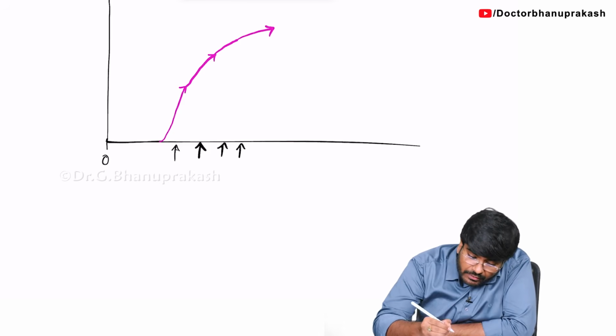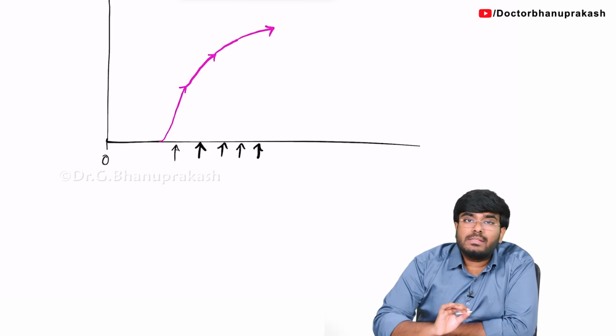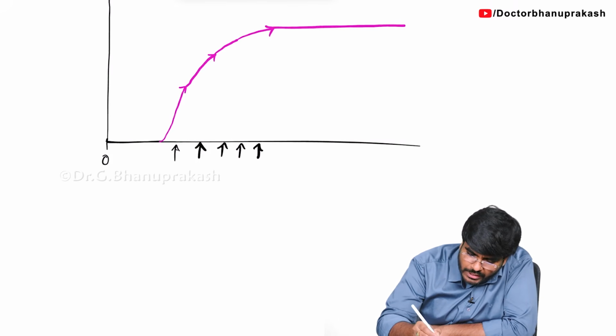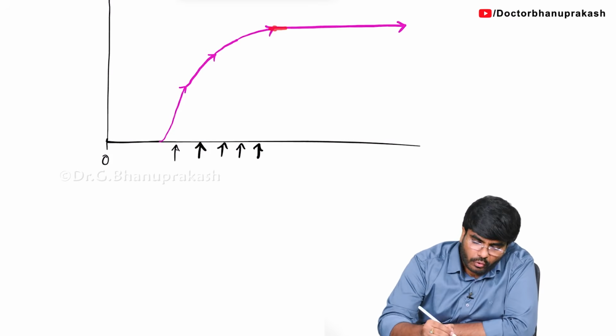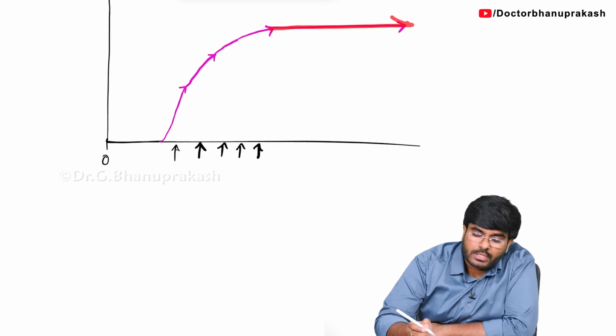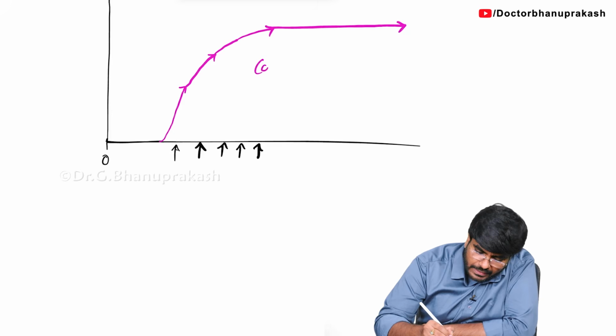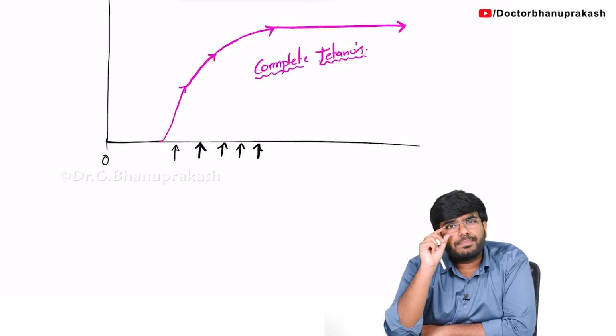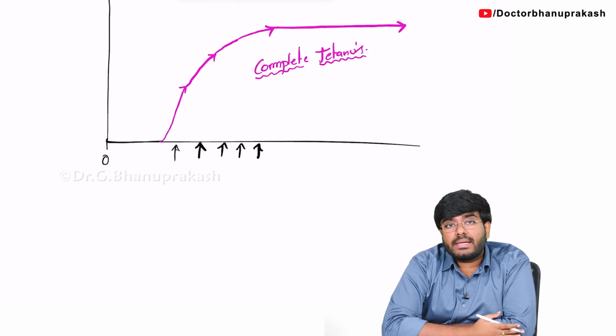After that when you stimulate, there is no further increase in the force. The force generated is going to be constant. So this is called complete tetanus. So what is the difference between complete tetanus and incomplete tetanus?